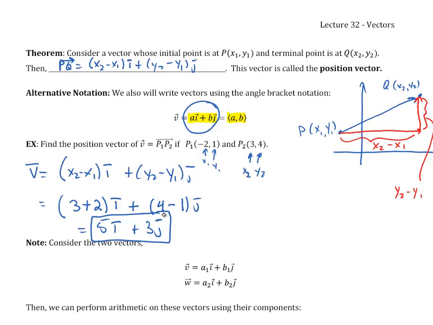And that's your position vector, which we could also write as 5, 3 inside these angle brackets. It just means the same thing. It's alternative notation.